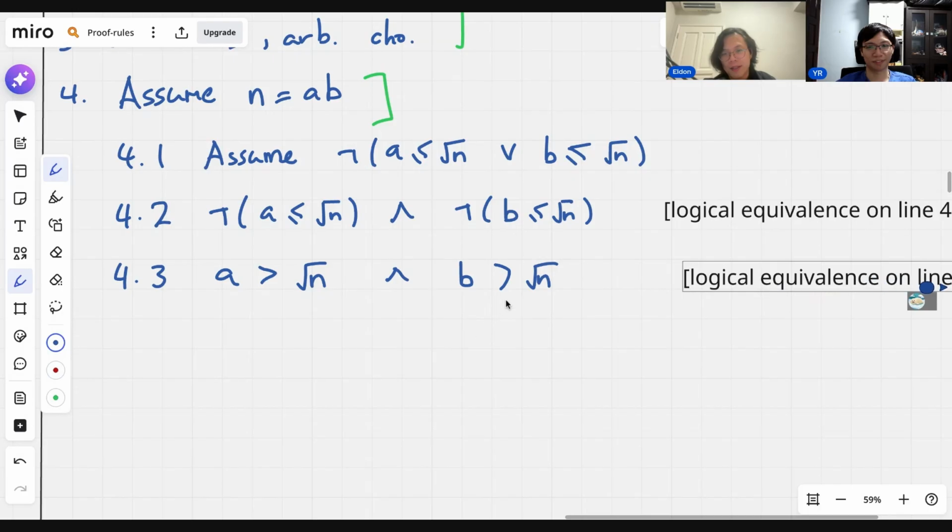Do we call this logical equivalence? I guess we would call this basic algebra, right? Because this feels like a statement about algebra. You know what I mean?